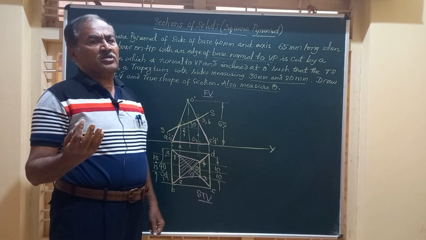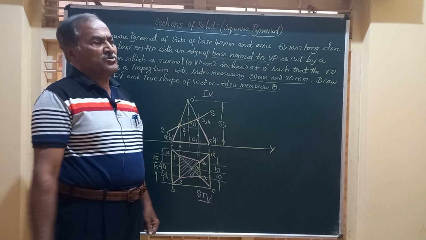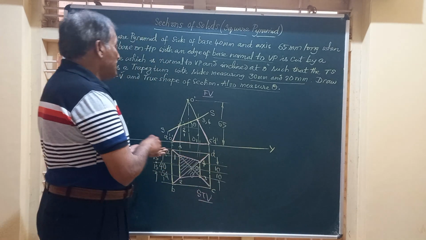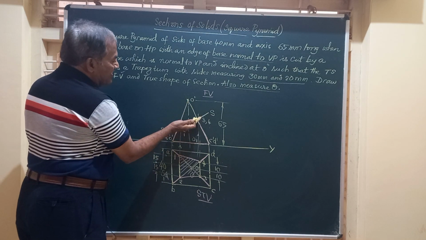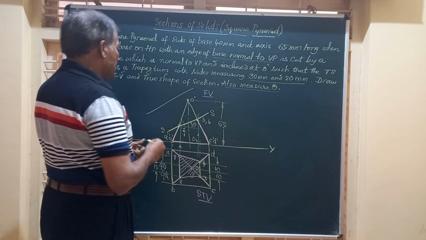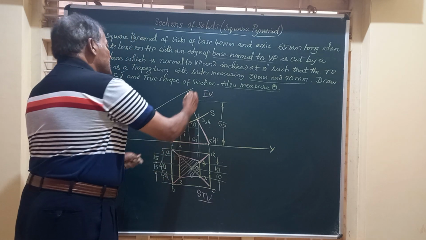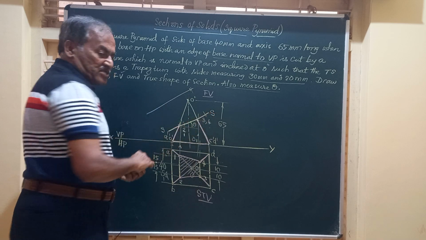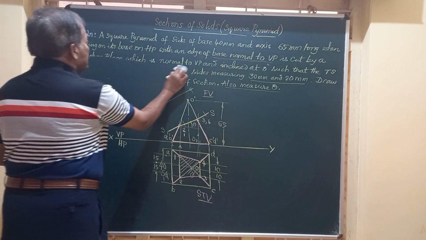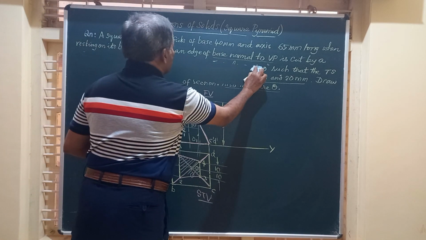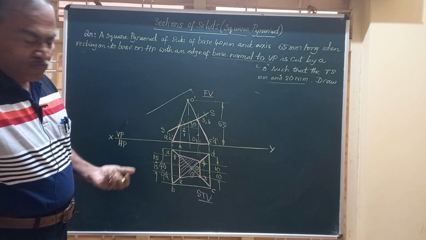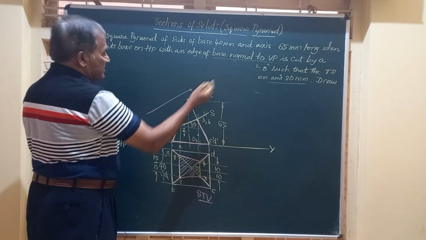Already the dimensions are given to us. I should get the true shape. What is the procedure to get the true shape? We should draw a line parallel to that section plane anywhere above that, outside the object. Suppose this is a line that is drawn parallel to SS, at any convenient distance from the object. So let us see how to obtain the true shape. Already it is given as a trapezium.